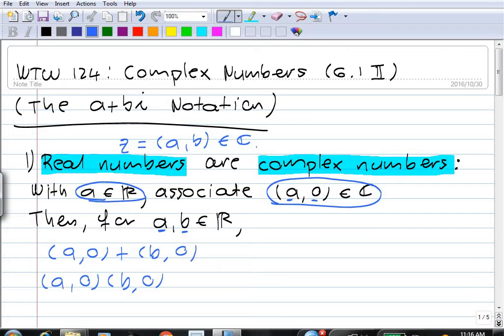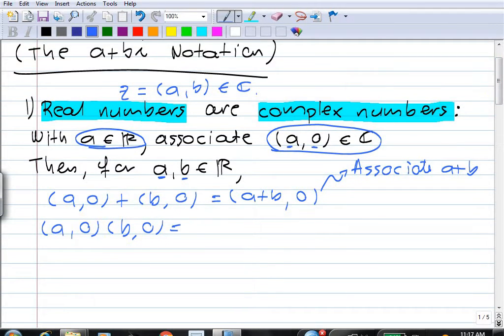So if we then have two real numbers, a and b, and we look at the complex numbers associated with them, we note the following. So if we add these two complex numbers, using the definition of complex addition, we just get (a plus b, 0). And this is the complex number that we associate with the real number a plus b.